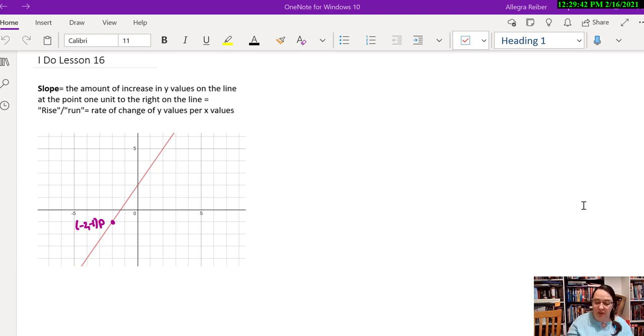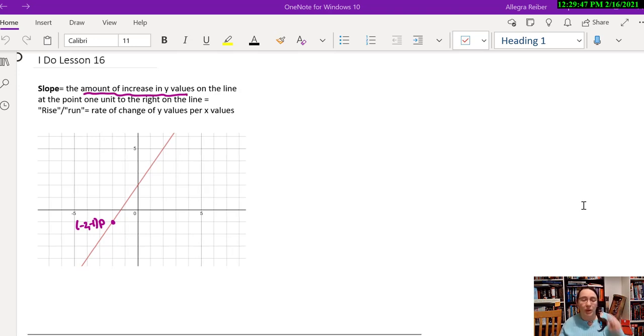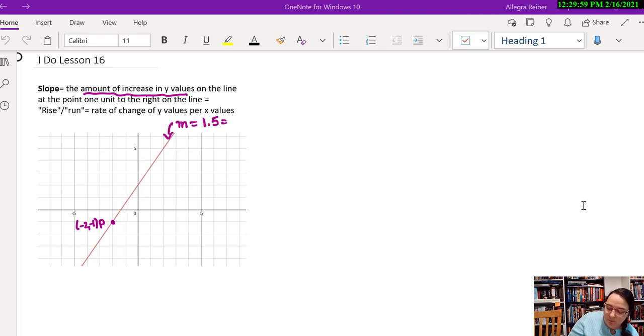So as a reminder, we said slope represents the amount of increase in y values at the point 1 unit to the right of a point I fixed. This is a line we looked at last time, and we actually determined that the slope of this line was 1 5/10, or 3/2. And we determined that because we identified that the length of that purple segment was 1 1/2 when we moved over 1 unit.